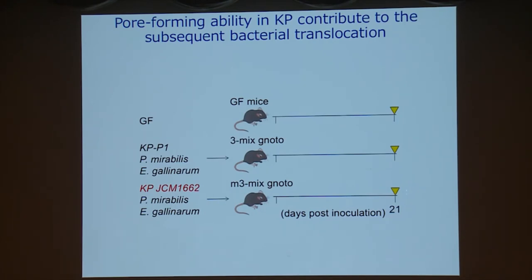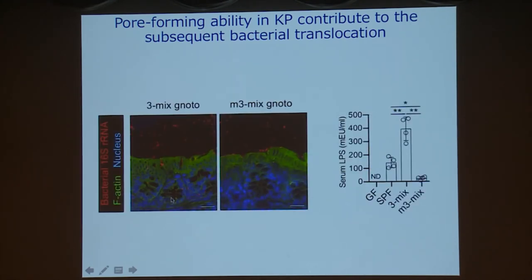Furthermore, to examine whether the pore-forming ability of KP contributed to in vivo barrier disruption and also liver inflammation, we generated modified three-mix gnotobiotic mice, in which pore-forming KP was replaced with the non-pore-forming strain. In contrast to three-mix gnotobiotic mice, modified three-mix gnotobiotic mice were devoid of mucosal barrier invasion and showed lower serum endotoxin levels.